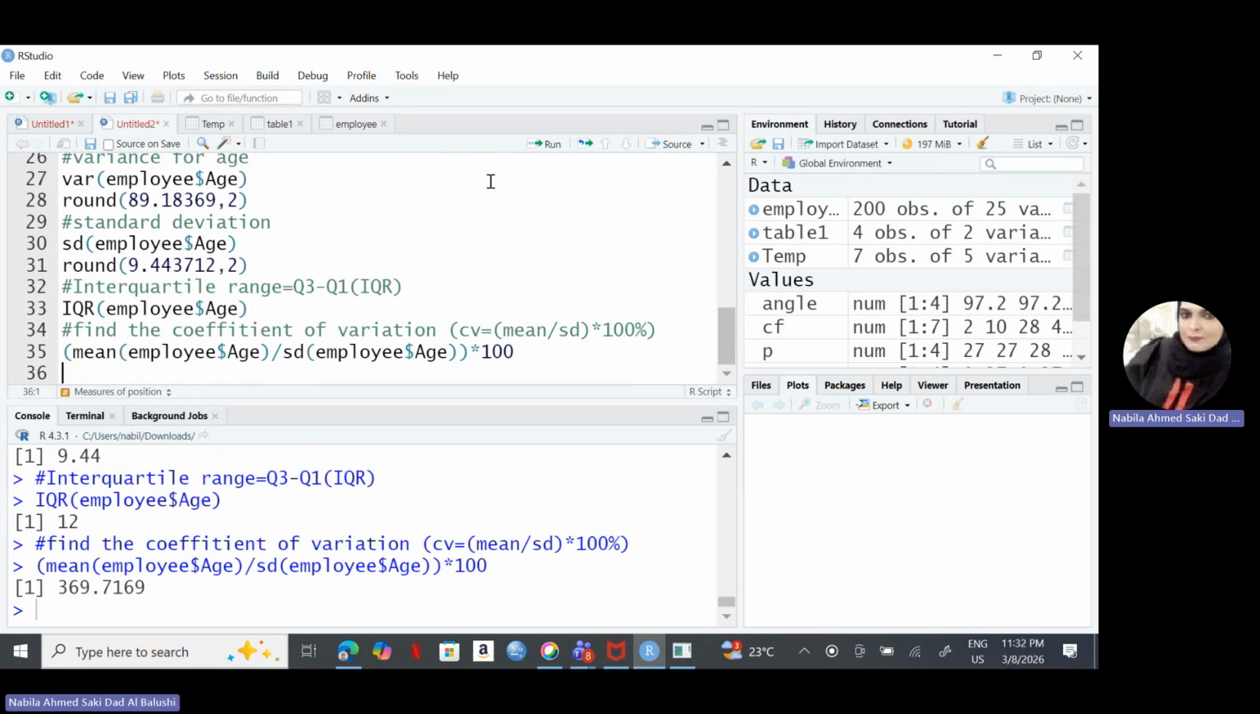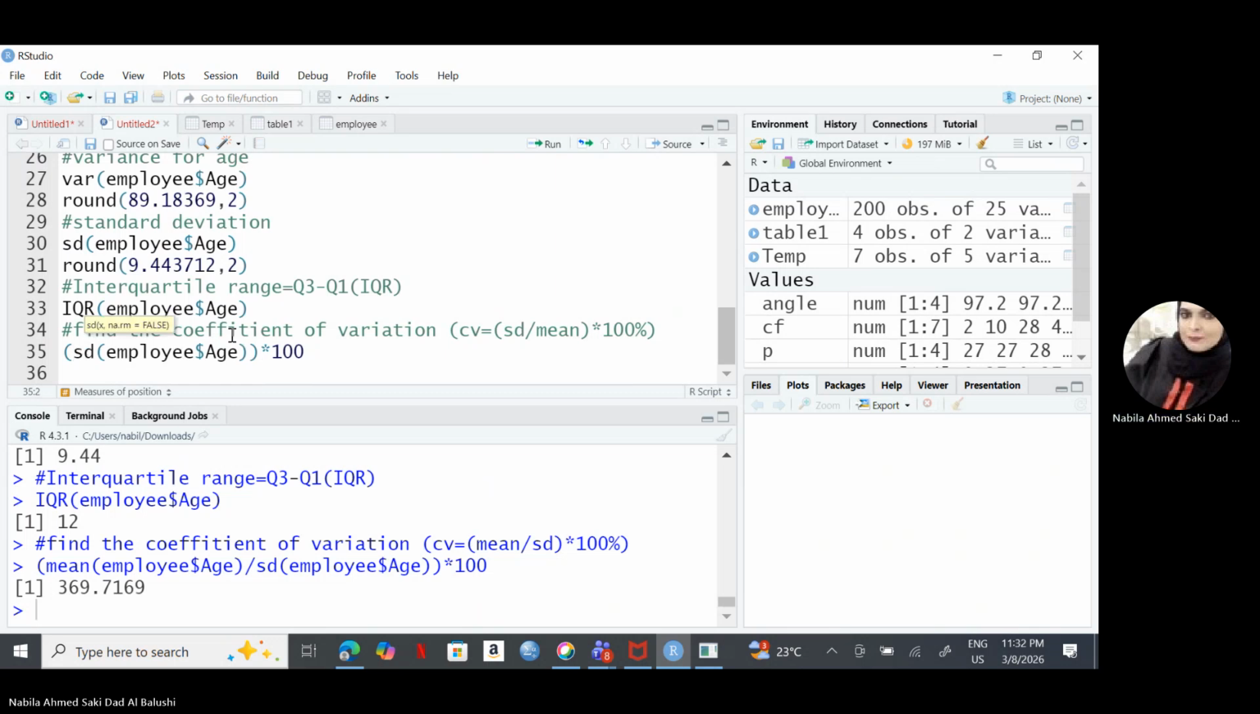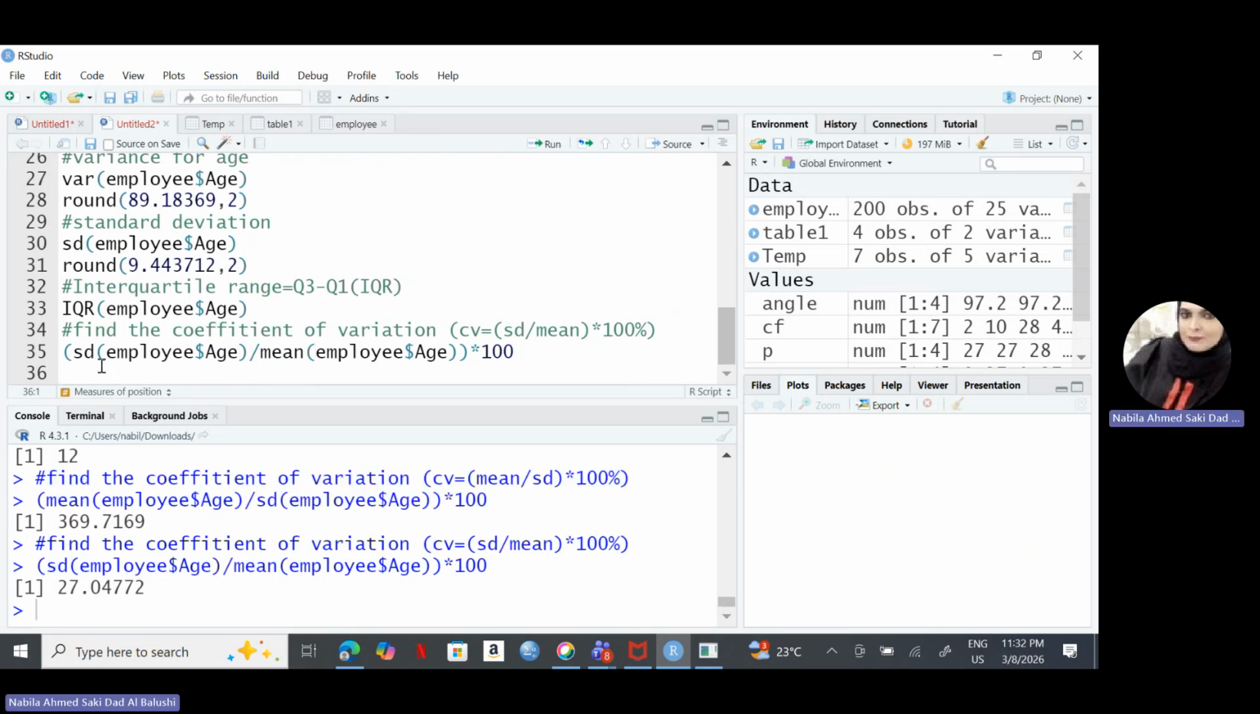Yeah, I forgot. It's the opposite. Standard deviation over mean. It's not the same. So I missed that one. Sorry for that. It is standard deviation divided by mean. So this is your answer.